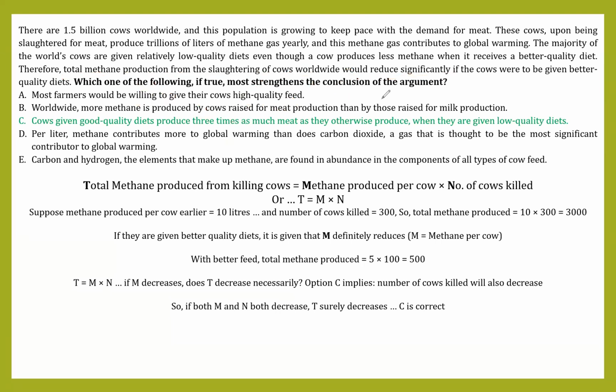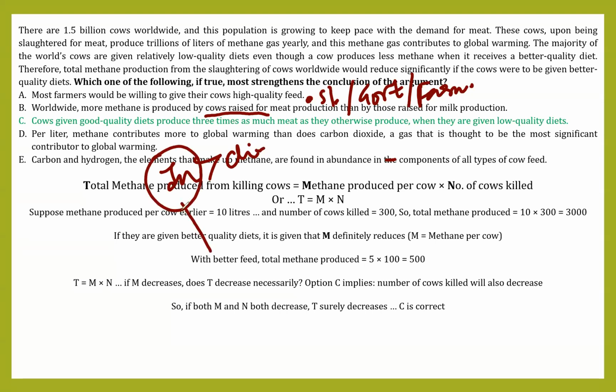Yes, most farmers would be willing, but that doesn't tell me whether production will go down or not. Farmers may not even be raising the cows. We don't know who is raising the cows. Maybe slaughterhouses are raising, maybe government is raising, maybe farmers are raising. And farmers' willingness doesn't tell me whether production will increase or not. This tells me more methane is produced by cows raised, but that is not the point. If I say India's population is more than China's population, this is not the question. The question is, will India's population go up?